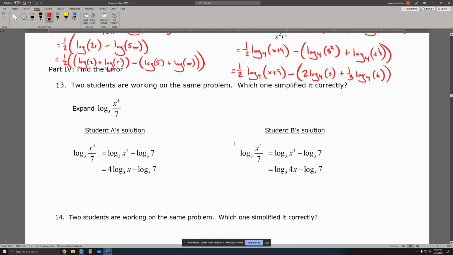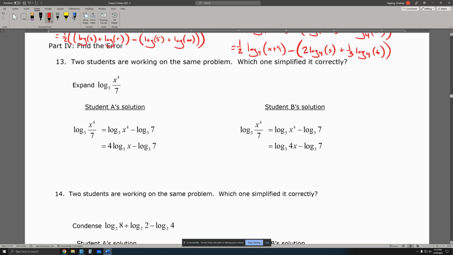All right, number 13. Two students are working on the same problem. Which one simplified it correctly? So we're looking at log base 3 of x to the 4th divided by 7. Student A wrote this first as a quotient, it looks like. So log base 3 of x to the 4th minus log base 3 of 7. Okay. And then the student pulled that 4 out in front using the power rule. Okay. Student B recognized the quotient here, but then pulled out that power to the coefficient of the argument here.